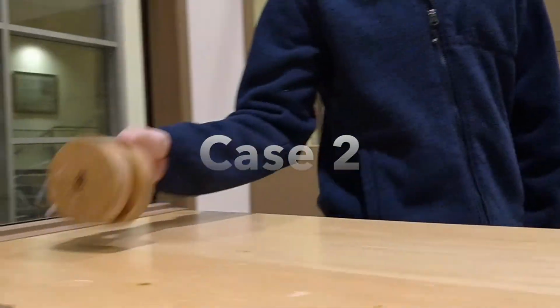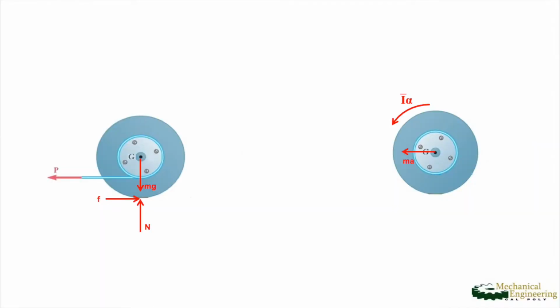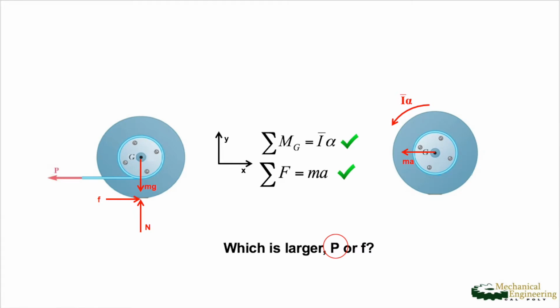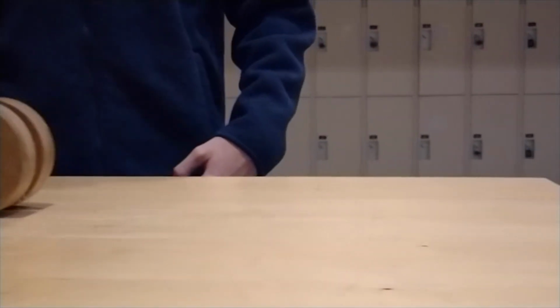In case 2, we pull the spool straight to the left. The force from P is greater than the friction force, and the moment arm of P is smaller than the moment arm of the friction force F. The moment from the friction, which wants to rotate counterclockwise, is greater than the moment of the force P, which wants to rotate clockwise. So the spool rotates counterclockwise and moves in the direction of the pulling force, P.